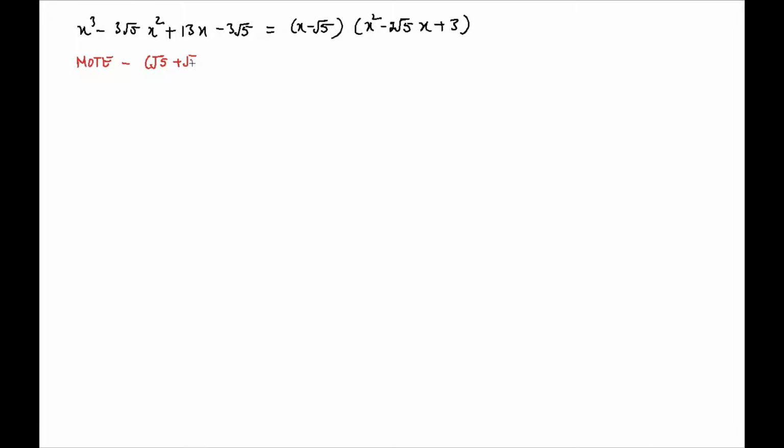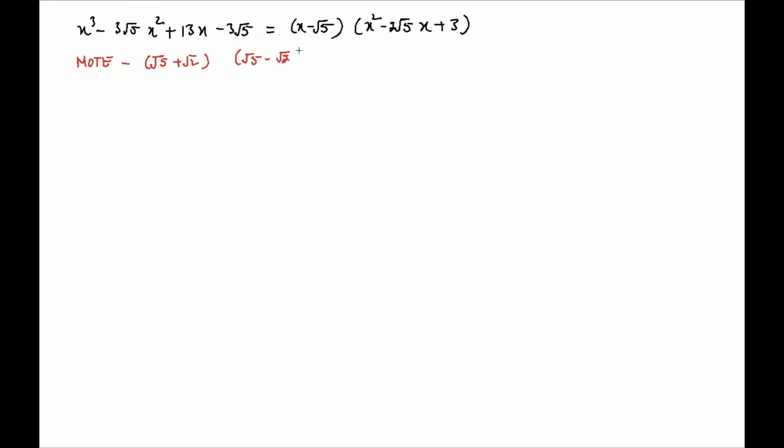Now x cube minus 3 root 5 x square plus 13x minus 3 root 5 is equal to x minus root 5 in one bracket, x square minus 2 root 5 x plus 3 in another bracket. Now I am to split the middle term in the second bracket. So I am to find two such numbers whose sum is 2 root 5 and whose product is 3. Now note here, these two numbers will be root 5 plus root 2 and root 5 minus root 2.